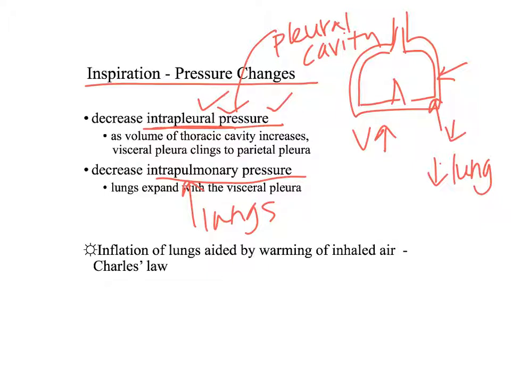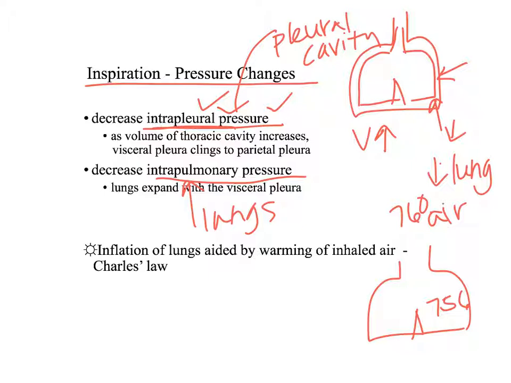So we change the volume of the thoracic cavity. That changes the pressure, and then the air is going to move. So this is 760, this is probably 756. Not a huge difference, but it's enough that the air is going to move from a high concentration down to a low concentration until it's equal.